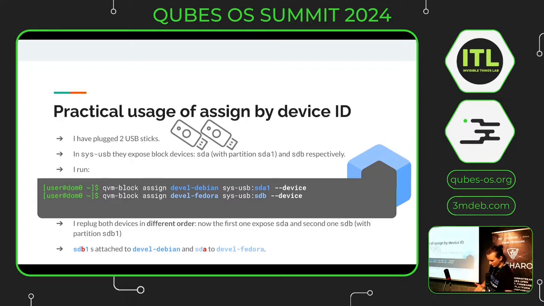Because in the previous one, in fact, auto-attaching of any block devices from sys-usb was not a very clever idea, because there could be any devices, let's say random devices, that could get SDA in sys-usb. Now it will be checked if this block device is exposed by the expected device.